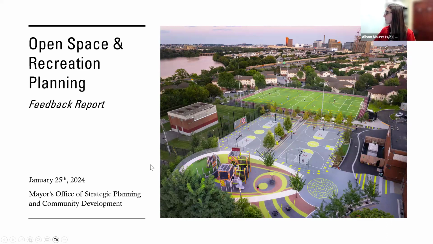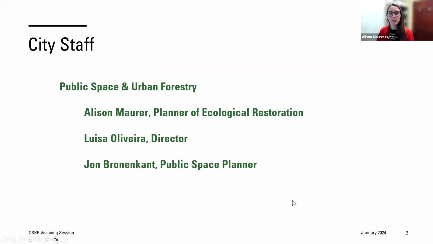So we have a couple of staff people here, all three of us are from public space and urban forestry. So again, I'm the planner of ecological restoration. I work on projects like the Pollinator Action Plan and this plan, also the Glen Park Community Garden. Louisa? Hi all, I am Luisa Oliveira, and I'm the Director of Public Space and Urban Forestry. We're a team of 7, all trained in landscape architecture or arboriculture and ecology. And John? Hi, everyone. My name is John Braunenkant. I am a public space planner for the PSF division. I am a project manager who focuses on the Dilboy Auxiliary Fields as well as 217 Somerville Ave, and it's a pleasure to be here.